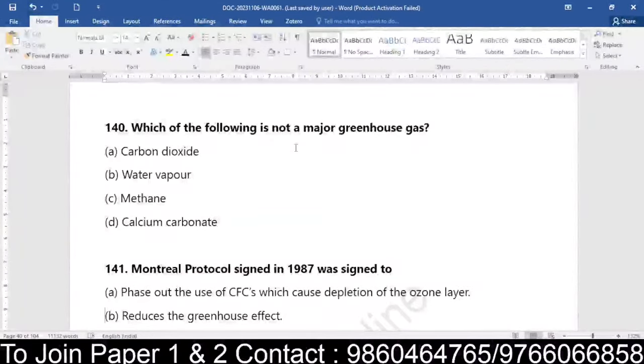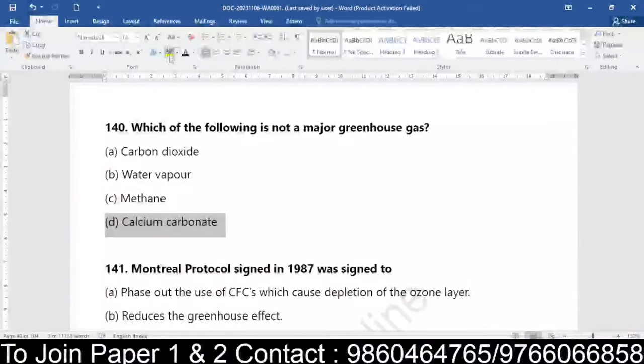Yes, let's see. Yes, very good. We have started getting answers for 140. Greenhouse gas. What is not major? Please read the question very carefully. I didn't emphasize that point earlier, but now I'm emphasizing it. It is not a major greenhouse gas, okay? So, carbon dioxide, water vapor, methane and calcium carbonate. You should know the percentages we have discussed in one of the theory classes. So, out of these, the one which is not a major greenhouse gas is calcium carbonate. Calcium carbonate is not a major greenhouse gas.